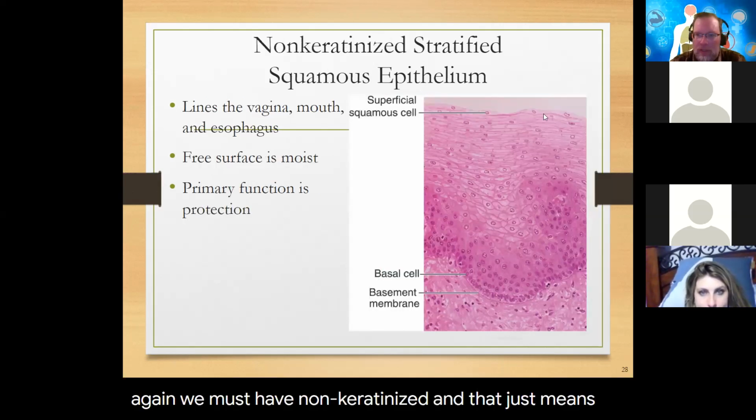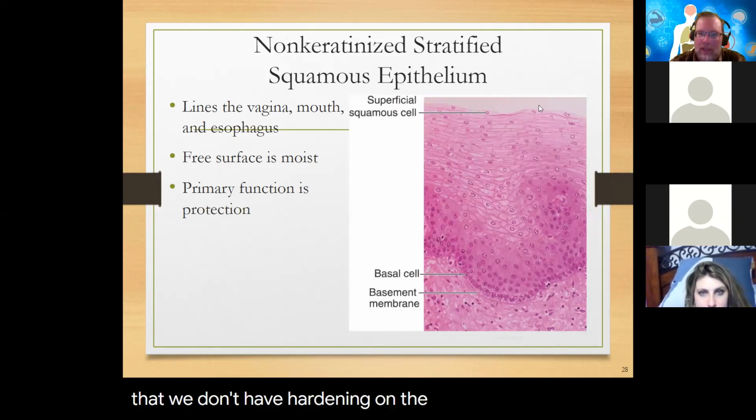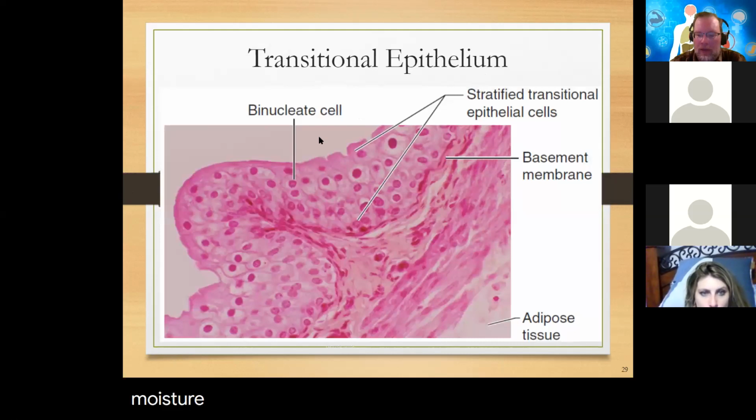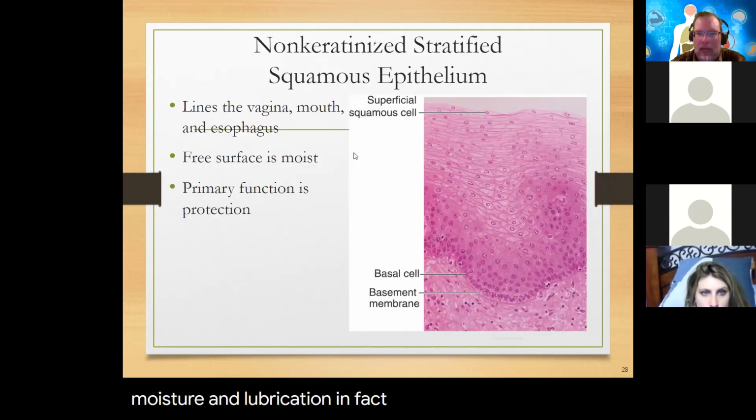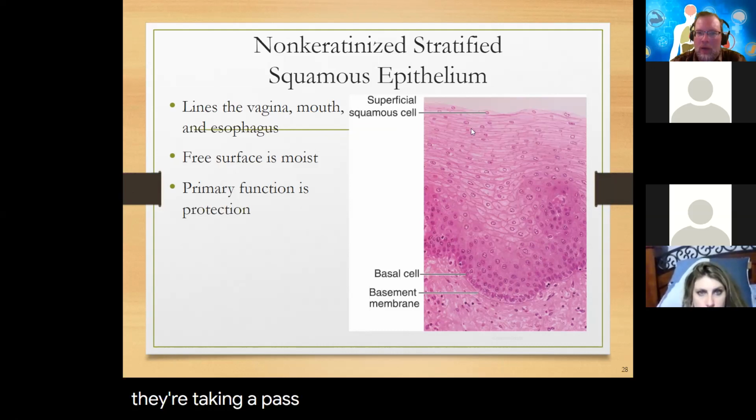If we have keratinized, we must have non-keratinized, and that just means that we don't have hardening on the surface. And we would find this in the vaginal canal, the cervix, the mouth, esophagus, areas that we don't want hardening. We don't want them to be dried out. We want there to be some moisture and lubrication. In fact, just FYI, when they're taking a pap smear, they're trying to determine whether or not the cells of the cervix have become keratinized or not.